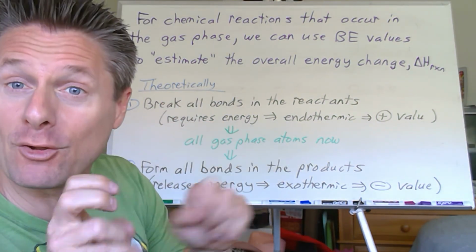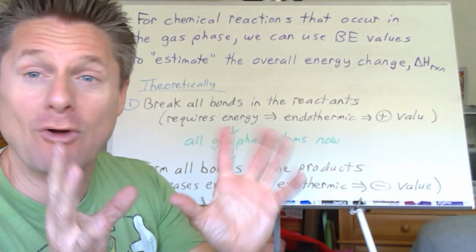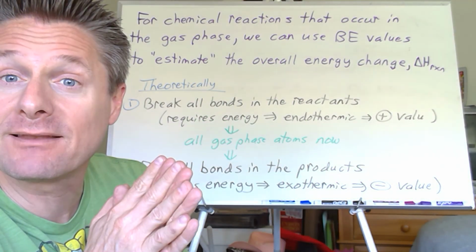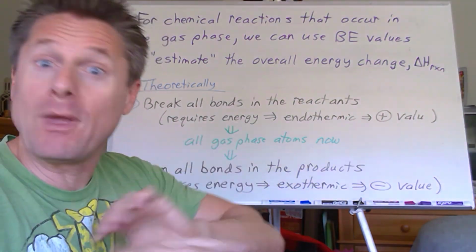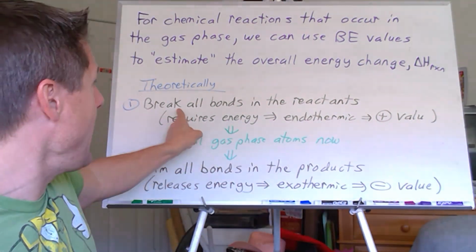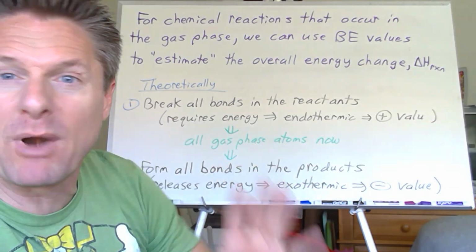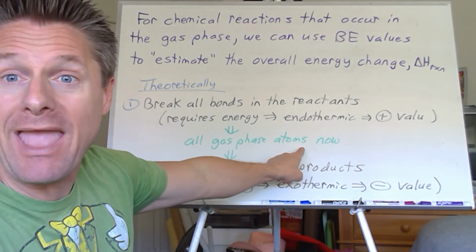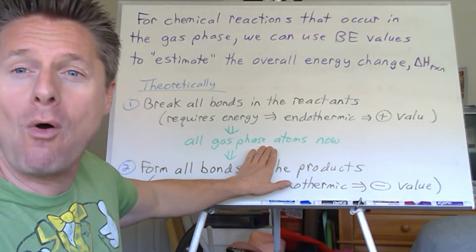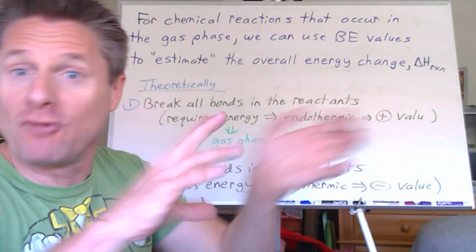So here's our theoretical process, right? Let's draw the Lewis structures for all of our reactants. And let's go pew, pew, pew, and break every single bond. Every single bond in all the reactants, we're going to break them all and then atomize everything, so it's all in the gas phase. So now all the individual atoms are floating around in the gas phase.